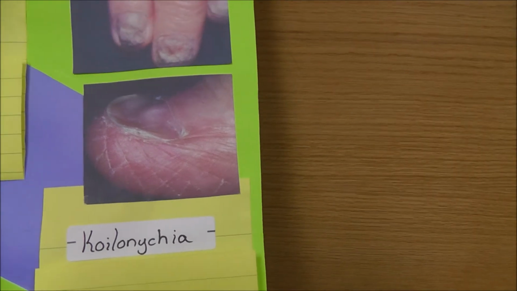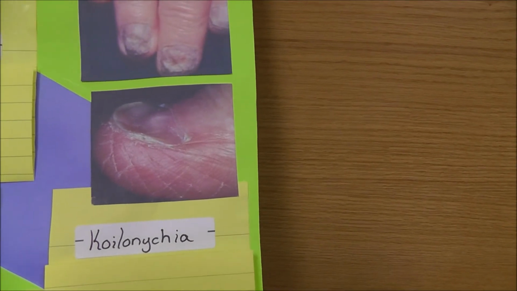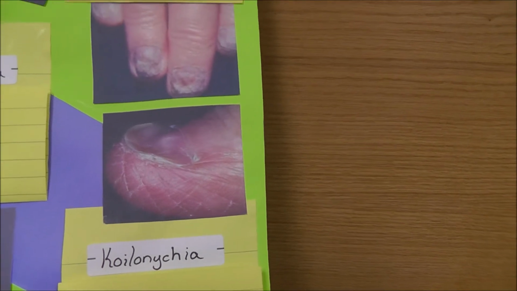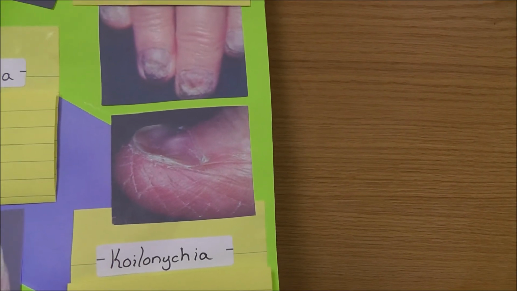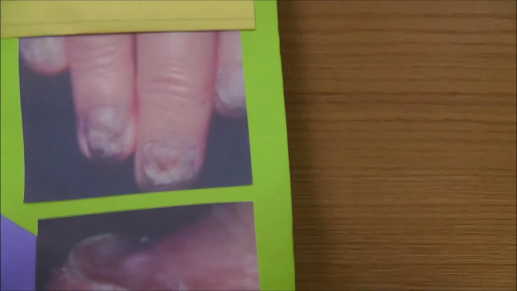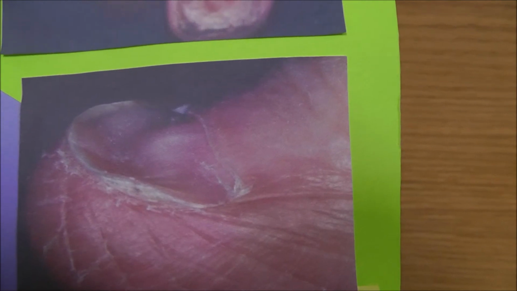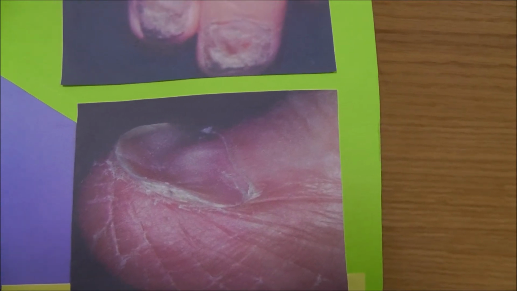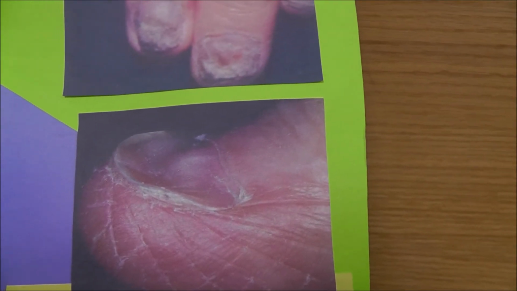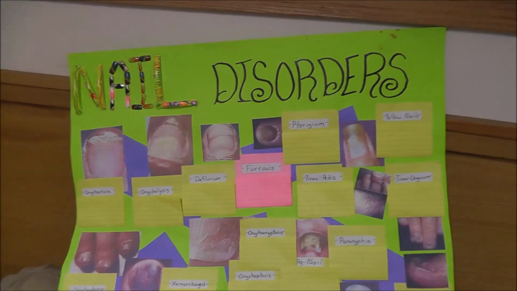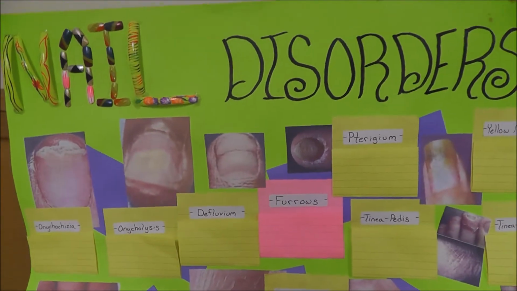Koilonychia, which is where the surface is concave or flat and spoon-shaped. Definitely don't treat this type of nail. It could be hereditary or systemic or some type of skin disorder. But you can see the nail actually is indented and it looks pretty well like a spoon. This can be entirely over the nail, or it can be just on one side of the nail, partially on the nail.